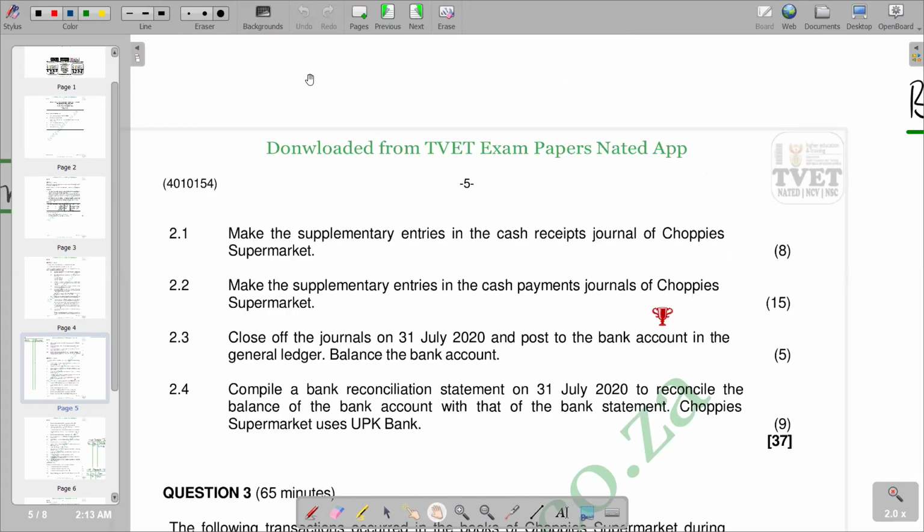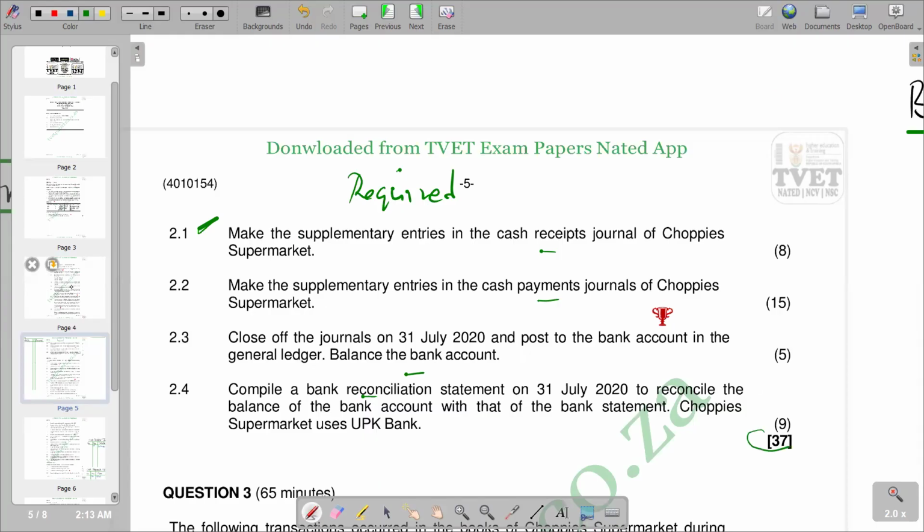Then we have the required part, whereby the first item requires us to prepare the cash receipts journal, the second part is the cash payment journal, and then 2.4 is the bank reconciliation statement. Our question has a total of 37 marks.